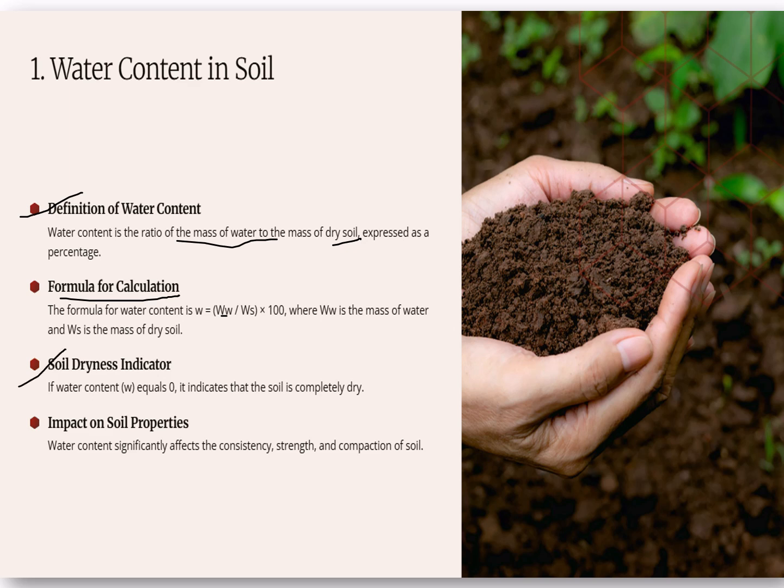Next is the soil dryness indicator. When w is equal to 0, it indicates that the soil is completely dry. And what is the impact on soil properties? Water content significantly affects the consistency, strength, and compaction of the soil.